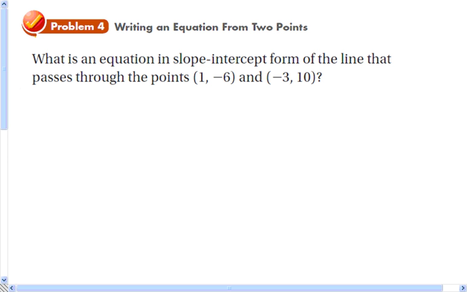All right, what is an equation in slope-intercept form of the line that passes through the points (1, -6) and (-3, 10)? To find this equation, we need two things. We need a slope, and we need a y-intercept. All right, so for our rule, to find the slope when you're given 2 points, we're going to use this formula.